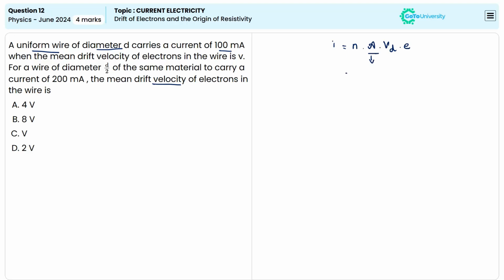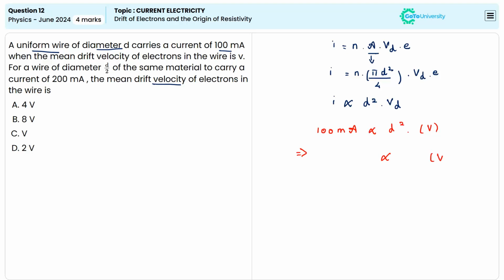Again, area can be written as n times pi d square divided by 4 times Vd times e. So it's known that the current I is directly proportional to d square and Vd, because all other terms remain constant. So here we have two diameter values and two current values. It's given in the question, the current is 100 milliampere when the diameter is d and the drift velocity is V. And the question here is what will happen to the value of velocity.